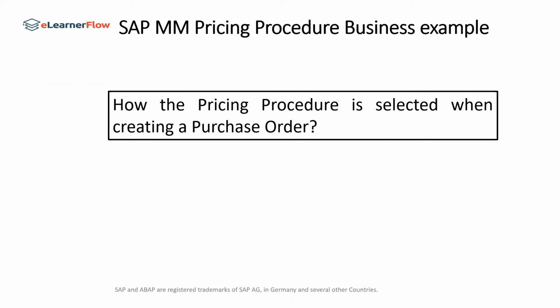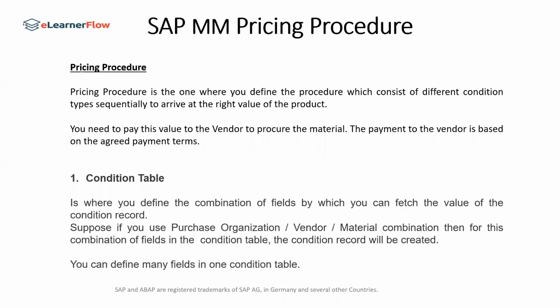Now let us go and see how the pricing procedure is selected when you create a PO and how it works. In a purchase order, when you enter the vendor number and the purchase organization, the system automatically selects the pricing procedure. So the pricing procedure consists of different condition types that are sequentially arranged so that you can calculate the right value of the product that you're purchasing. And you need to pay this value to the vendor to procure the material.